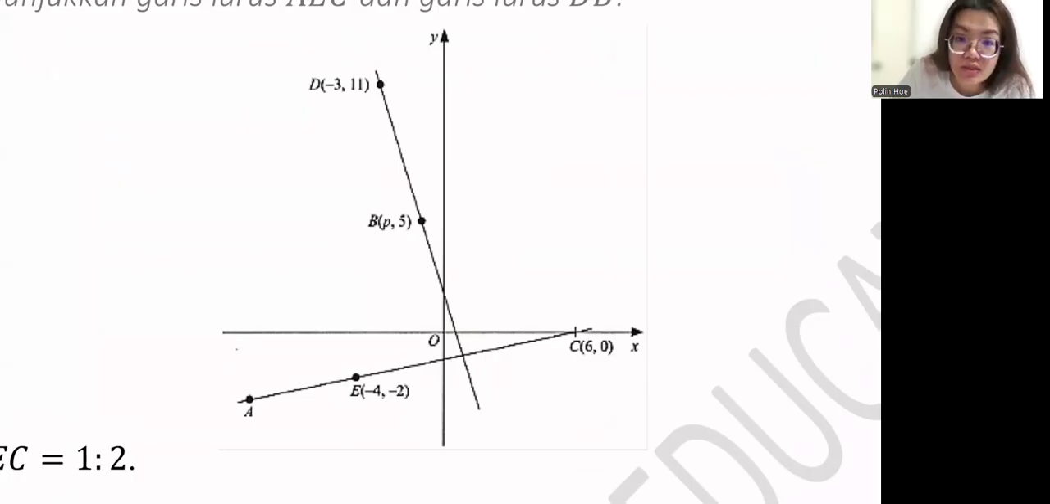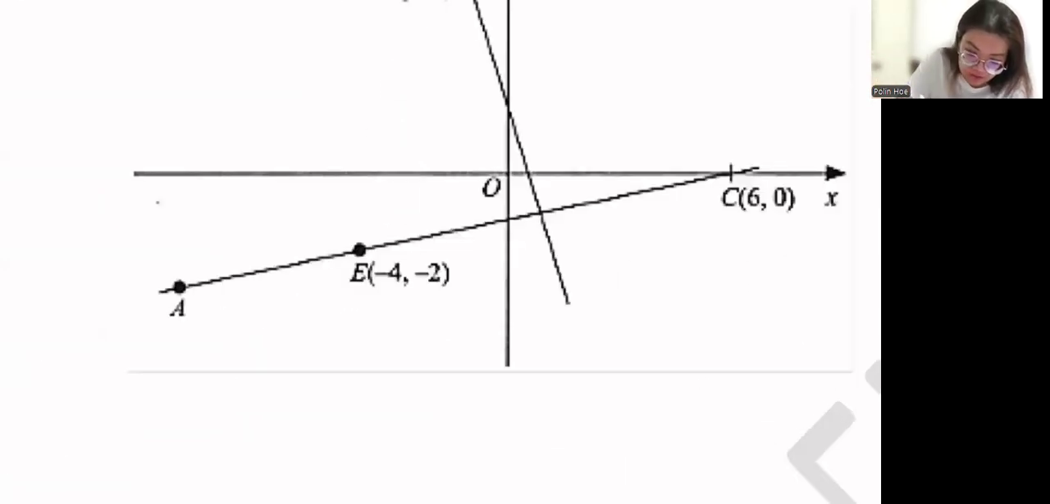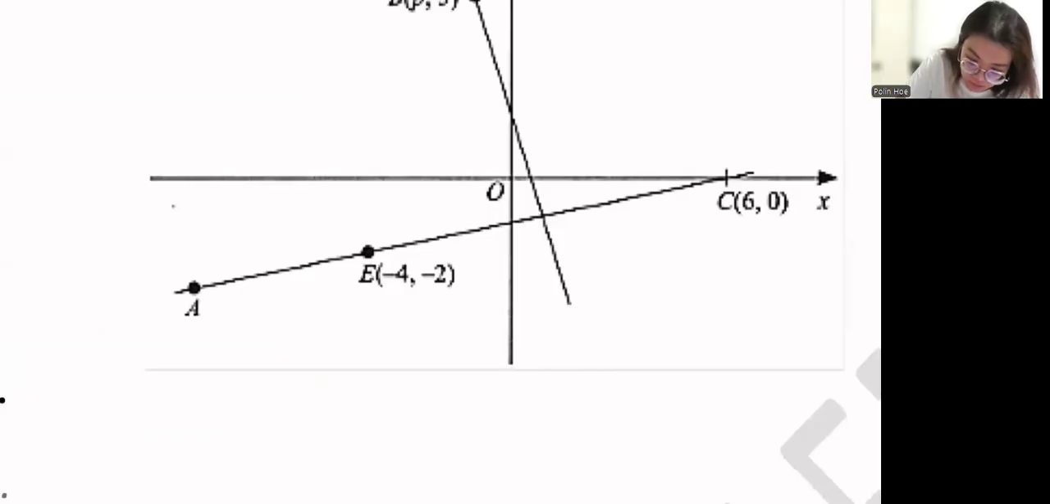Our magic is we write the ratio. After we write the ratio, we need to circle it up. So AE, the ratio is 1. EC, the ratio is 2. And you circle it up. Okay? So now find the coordinate of A.